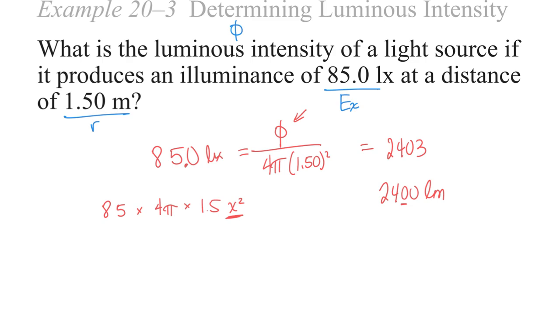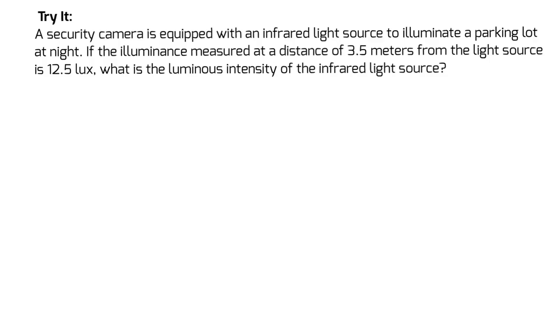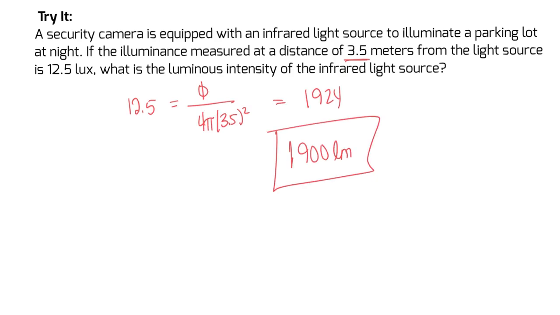If you look at example 24, finding distance, they're just saying R, or how far away you are from the source. So you should have set it up, your 12.5 equals your phi, which we're solving for, over your 4 pi times 3.5 squared. You would have gotten 1924. How many significant digits based on that one right there? You should have said 1900, and you don't need to underline here. That is 2 significant digits.